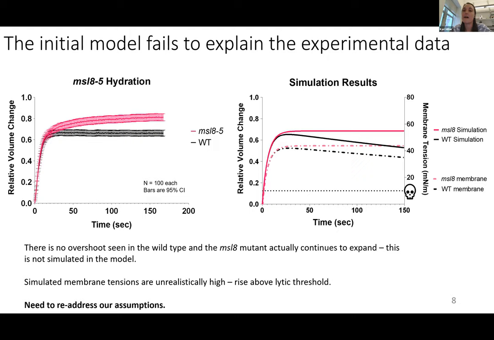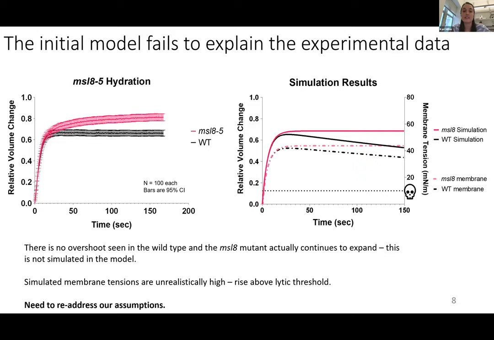This is the tension at which the membrane of the cell will likely burst. And so you can see that our membrane tensions are way too high. They're about four times higher than they should be. And we know that the wild type can survive this process, so this is definitely probably not very realistic. Furthermore, we're seeing this overshoot and a stabilization in MSL8. So at this point, we realize we probably need to readdress some of our assumptions.